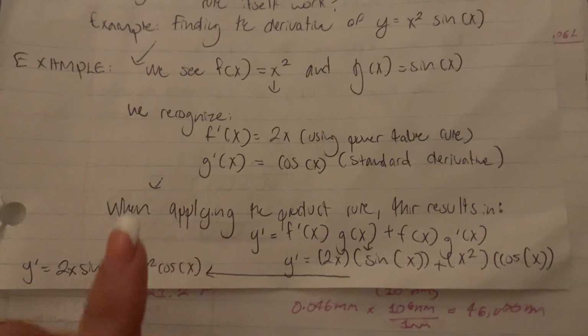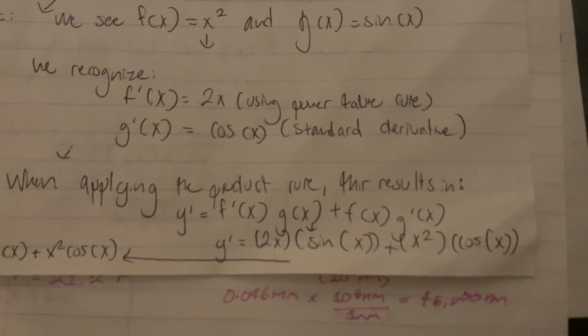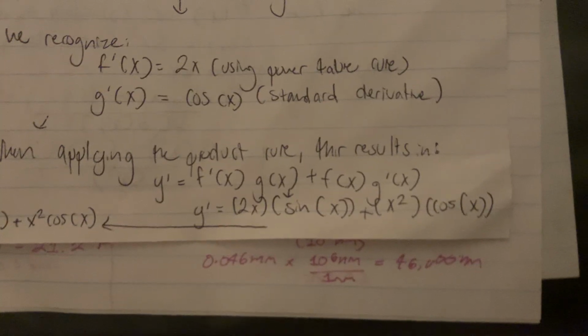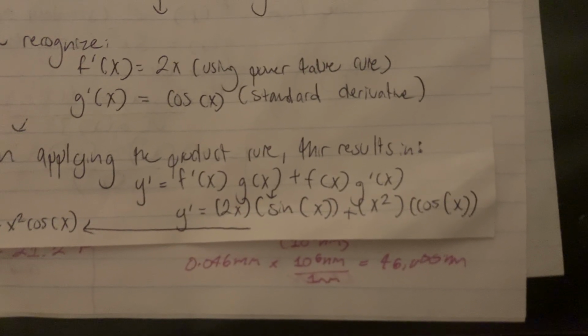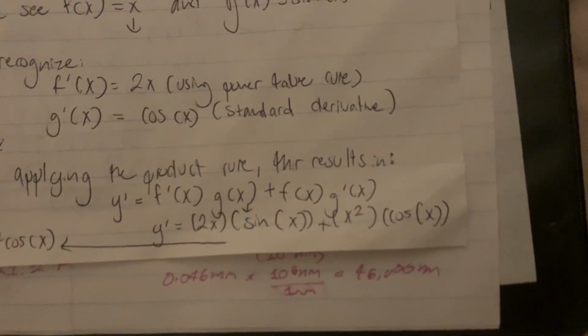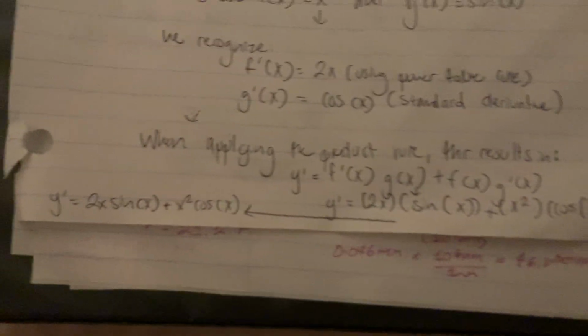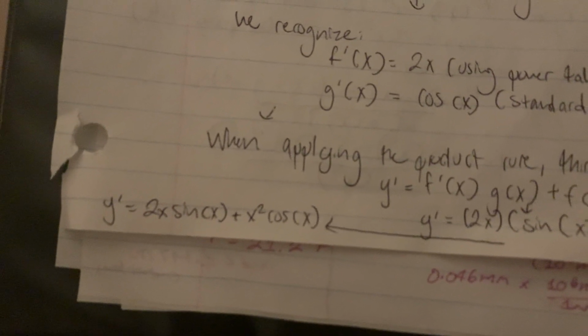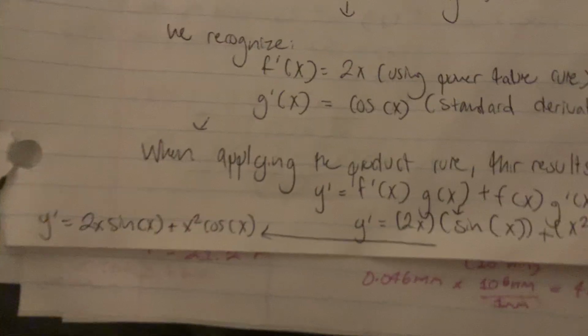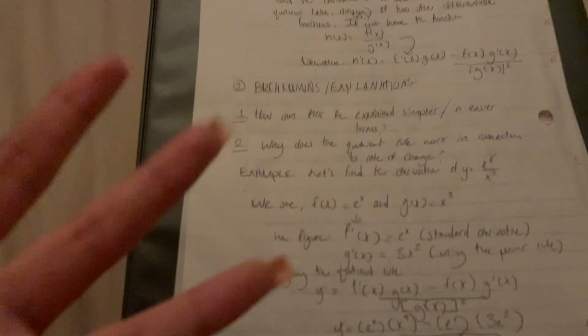When we apply the product rule, this results in y prime equaling f prime of x g of x plus f of x g prime of x, and then y prime equaling the quantity 2x and sine of x plus the quantity x squared and cosine of x. Ultimately it results in y prime equals 2x sine of x plus x squared cosine of x. So that is half of our lesson on product rules. Now the other half of our lesson will be on the quotient rule.